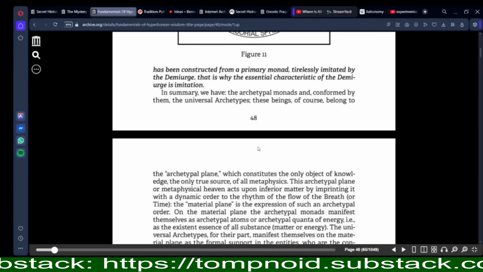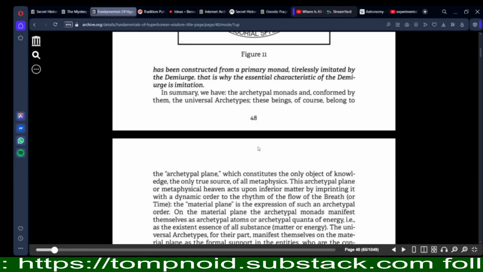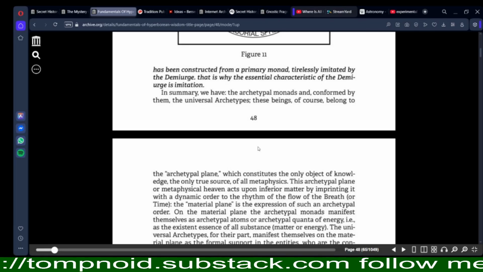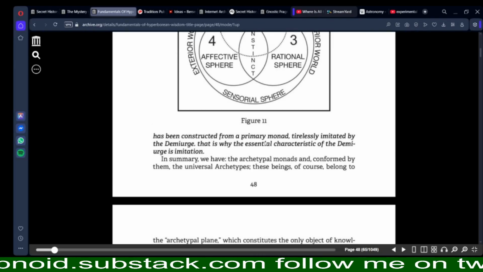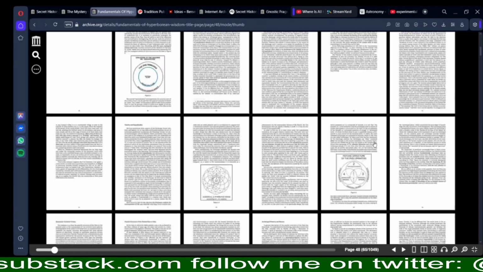That is a huge point in all of this work, the essential characteristic being imitation, because he has the chosen race. What is the demiurge? We would say that that's the creator god. Let me show you a diagram real quick. Let me back up. This one right here.